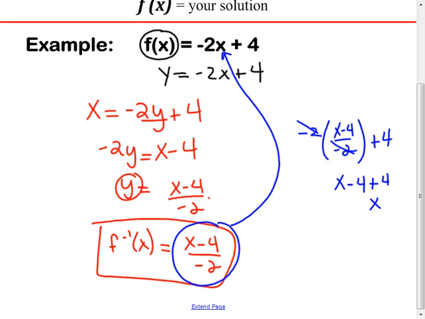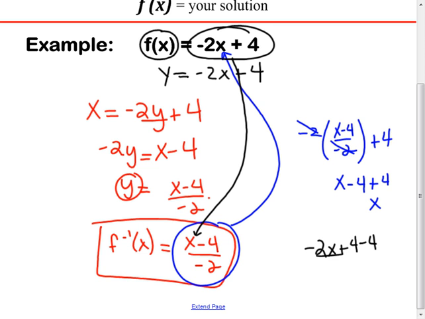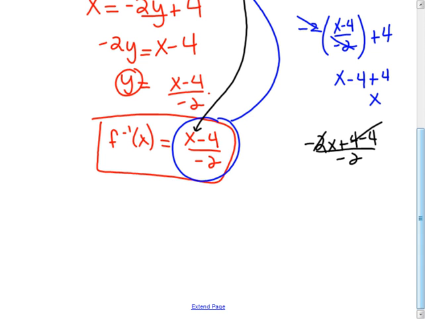I want it to be x. And then you'll do one where you go the other way around and you take your original equation and plug it in to the inverse. And you will go negative 2x plus 4 minus 4 over negative 2. Of course, the 4 minus 4 makes 0. And then the negative 2's will cancel. And again, I get x. So these really and truly are inverses of each other. It's all good and dandy. Okay?